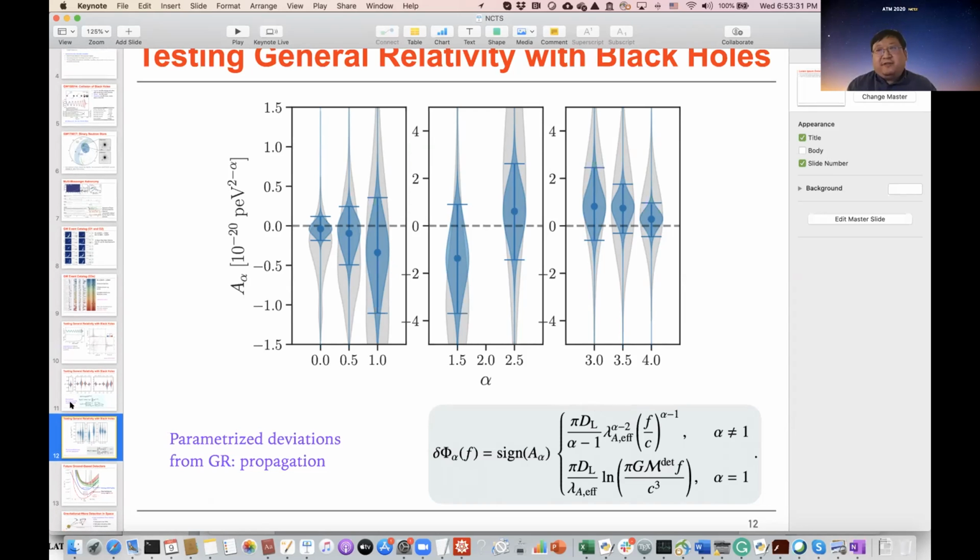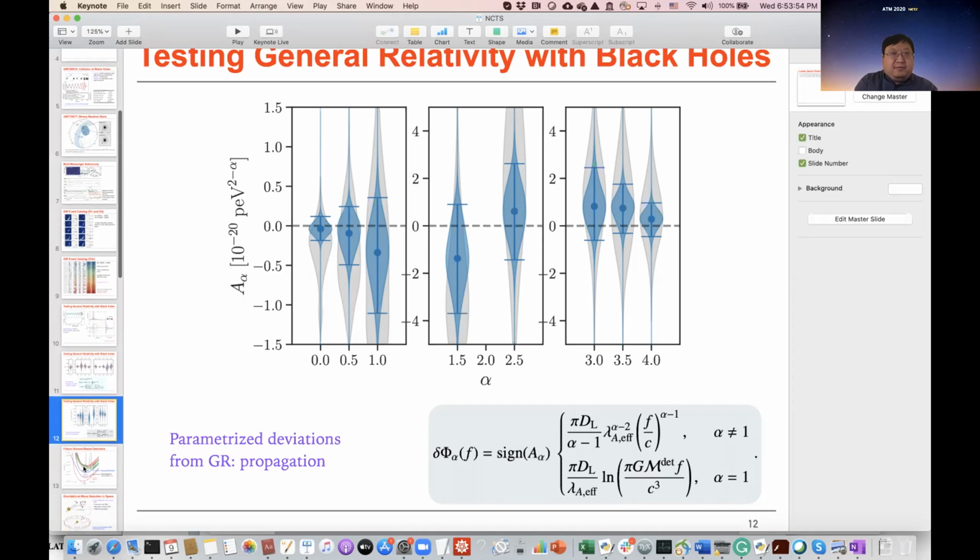So basically, from these tests, we're saying that we have measured roughly an order of 100 binary black hole waveforms. They really seem to agree with the predictions of relativity, both in the generation of the waves and in the propagation. Okay, so this is the current status.